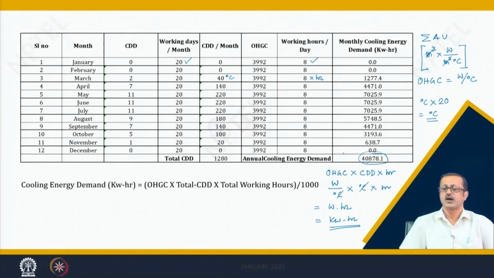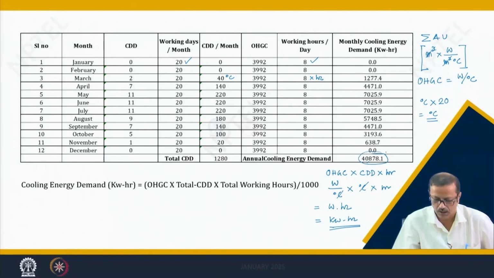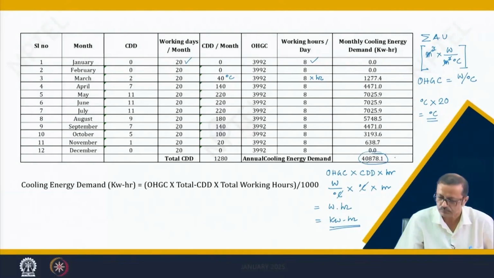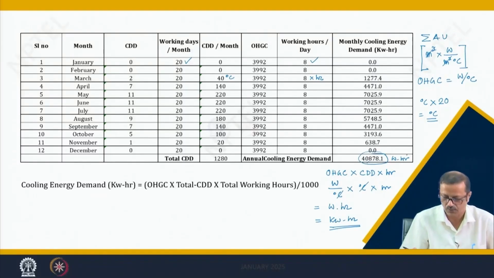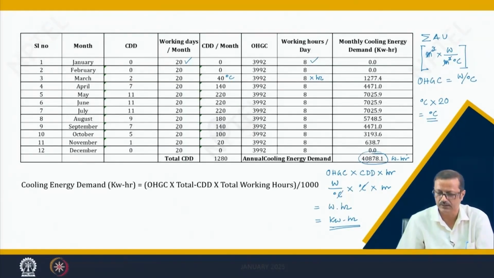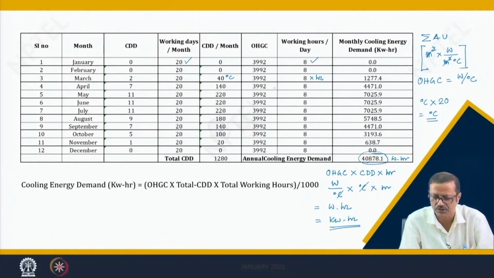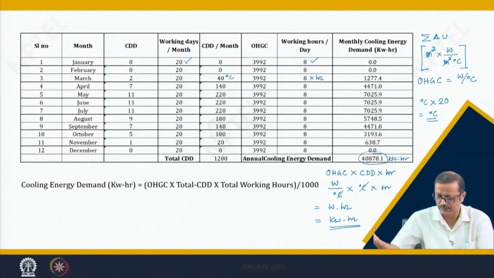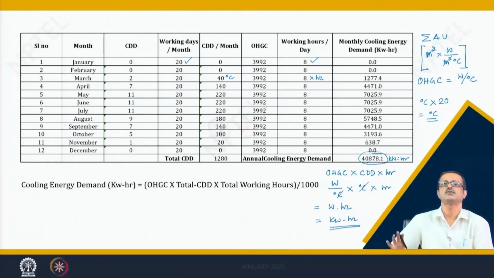So, if I sum it up, finally I got 40,878 watt hour. This is in watt hour, and I think I have divided that by the kilo, 1000. So, it is kilowatt hour, and I can check that one. The total amount of 40,878 kilowatt hour is the total requirement of the cooling load for that building annually, the annual cooling load requirement.